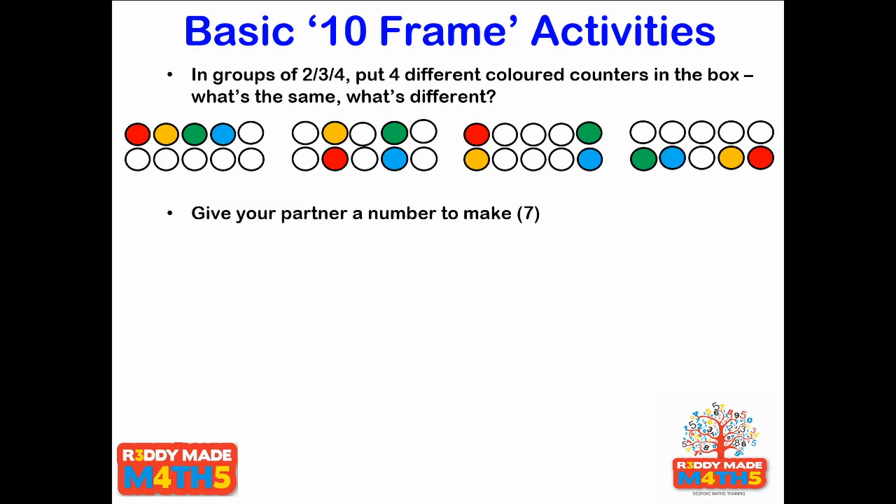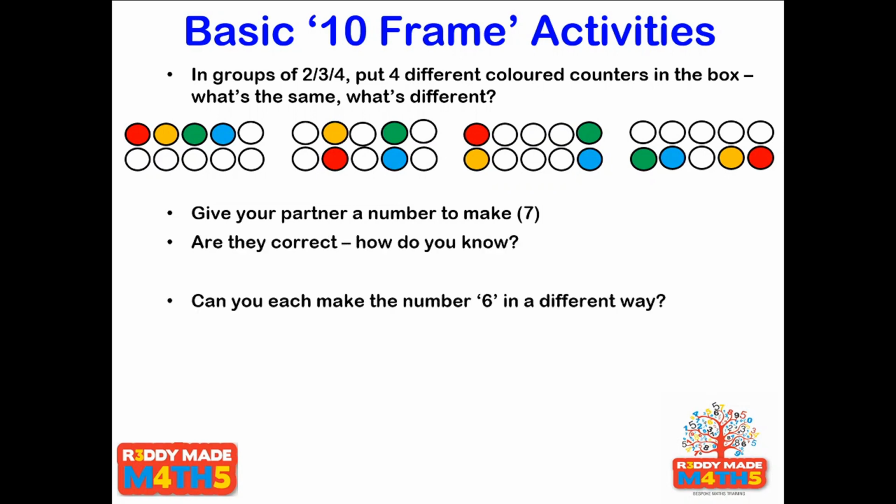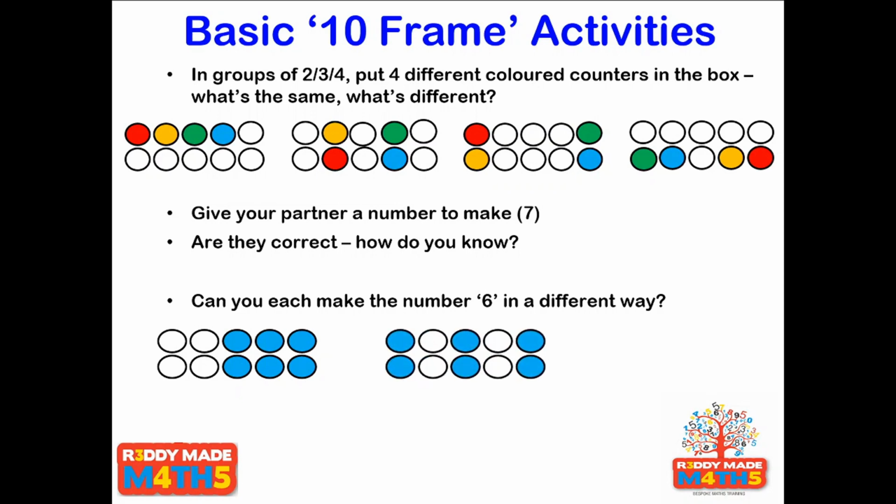Give your partner a number to make, such as 7. Check if they're correct. Tell the children, can you each make the number 6 in a different way? We'll be looking at this sort of activity in a lot more detail tomorrow. A couple of the examples you might get are the standard Numicon number frame image is 1. You may get 2 and 2 and 2, or you may get, hopefully you will get very soon, the conventional tens frame image of 5 and 1.